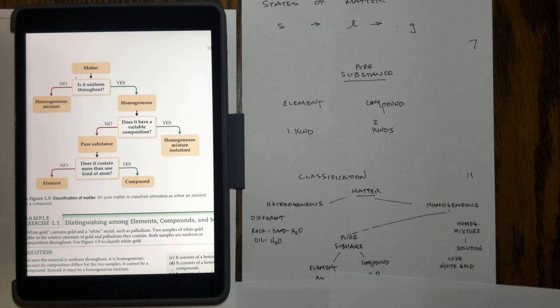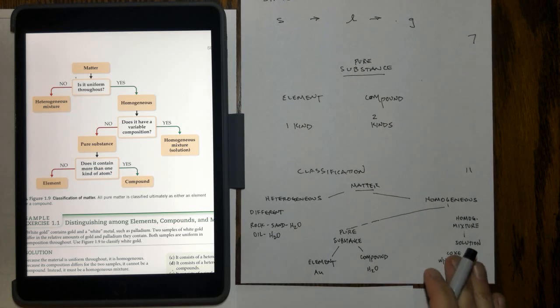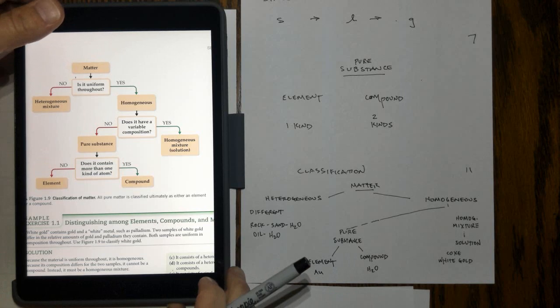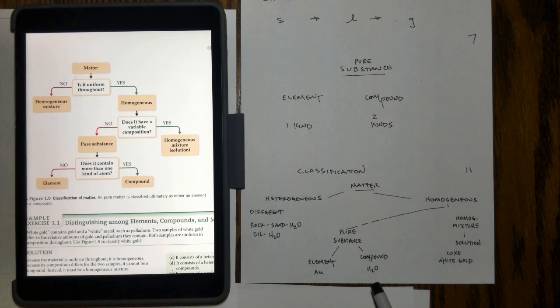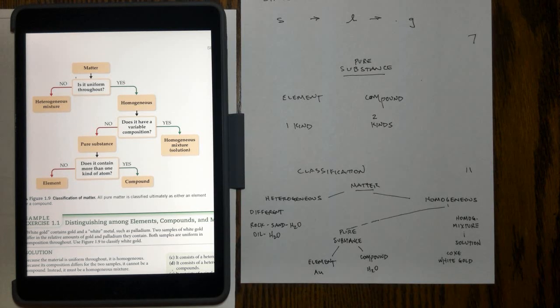Pure substances, on the other hand, only have a constant composition and are made up of things that aren't necessarily dissolved in one another, but are chemically combined with one another. For example, an element would be gold, or maybe something like oxygen, or something else that is only on the periodic table. If it contains more than one kind of atom, like H2O, like CO2, like NO2, then it would be a compound because it contains two or more types of substances.